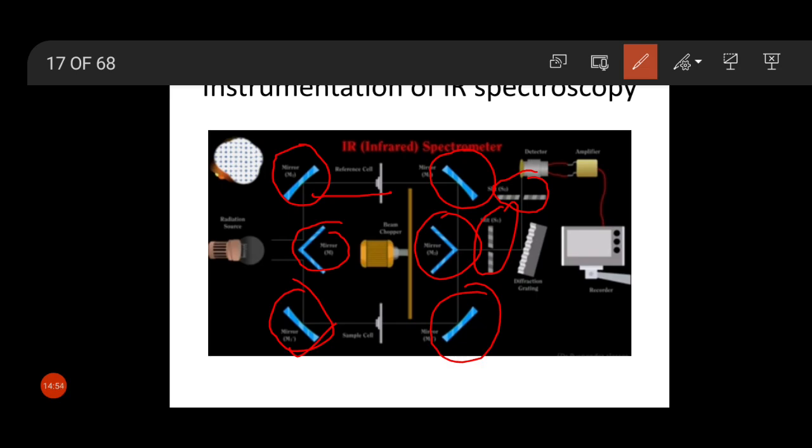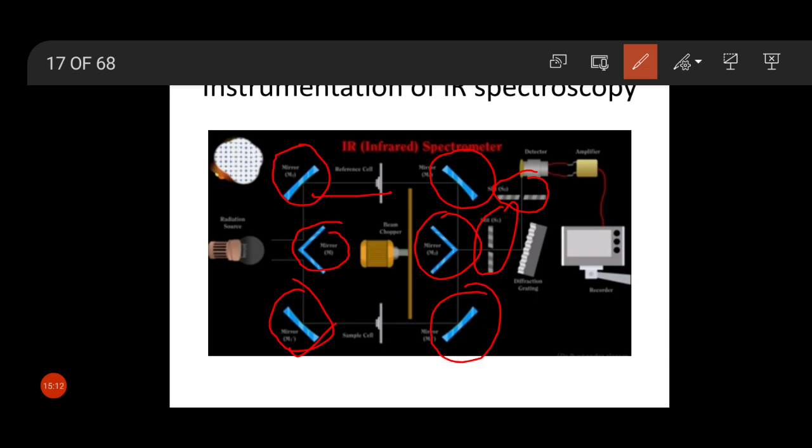And in IR spectroscopy, in the recorder, the spectrum will appear in terms of percentage of transmittance versus wave number. Okay, so this is the working principle of the IR spectrometer.